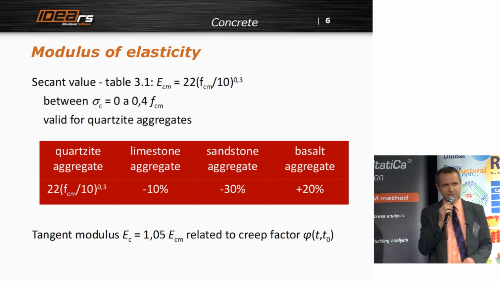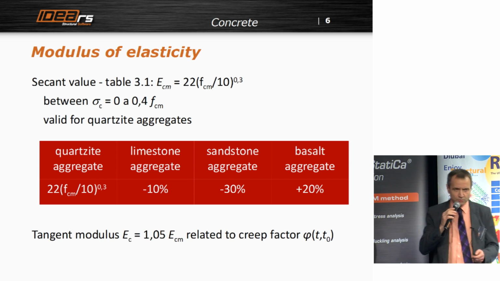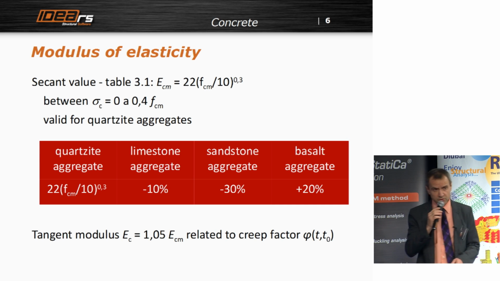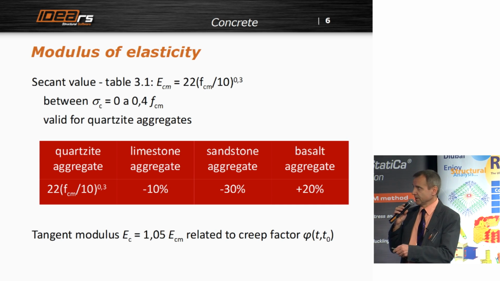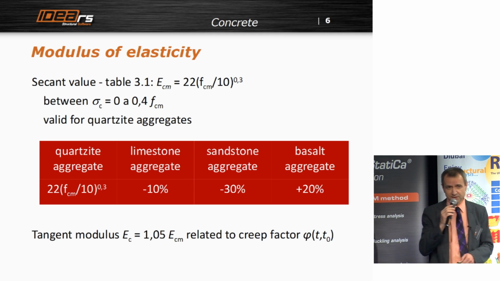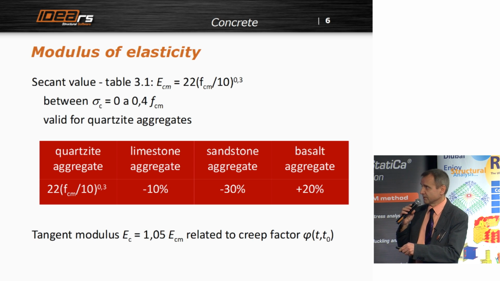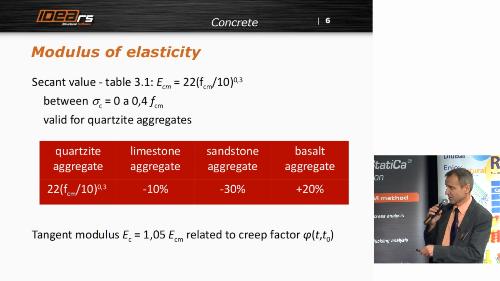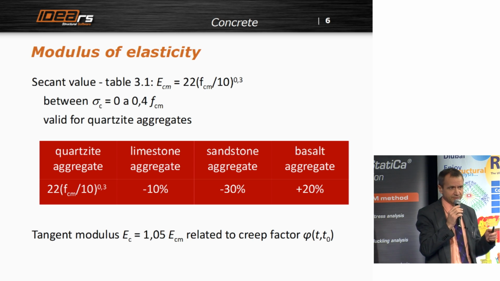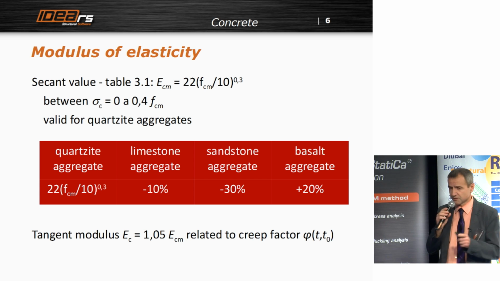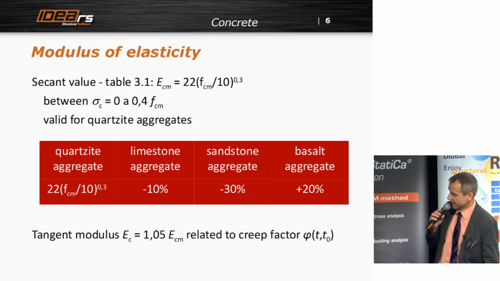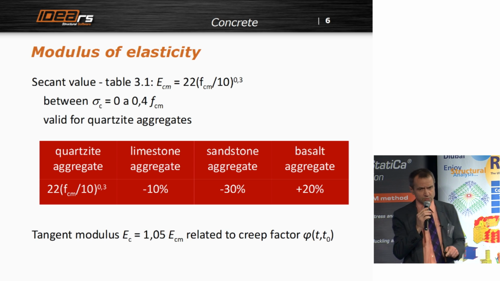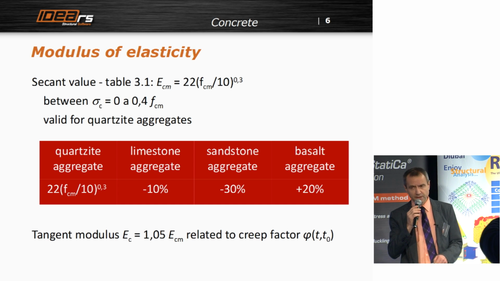Some other interesting features on modulus of elasticity. We know that there is a formula in Eurocode for the relation between strength and the modulus of elasticity, which is actually the secant value between those two values of stress in concrete. But this is valid only for quartzite aggregates. If you have, for example, sandstone or basalt, it could be minus 30 and plus 20%, which means it is very sensitive to local materials. And we experienced it in our country. By the way, there is also a tangent modulus defined in Eurocode, which is 5% higher, and it should be used when you calculate the creep factor and creep effects.